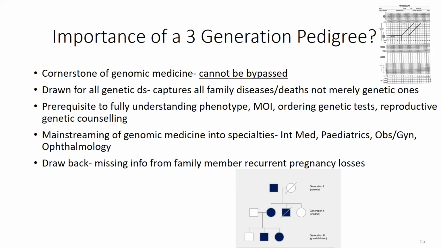And of course, the drawback to a pedigree is that you can have information that is not readily available. So if you're asking a couple, do you know if any of your siblings have lost pregnancies? They might say no, because that information might not be freely available. So it's very useful, especially when the information is present, but absence of it doesn't mean it's not there, right?